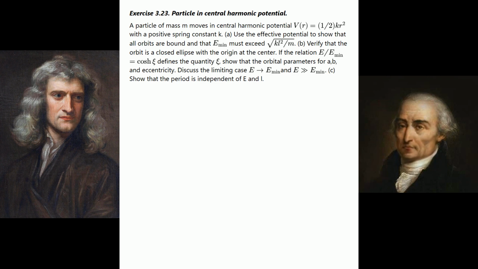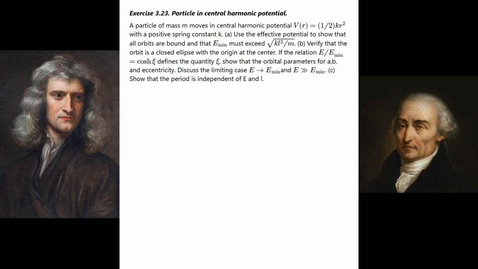Exercise 3.23. Particle in central harmonic potential. A particle of mass m moves in central harmonic potential V of r equals 1 divided by 2 k r squared with a positive spring constant k. A. Use the effective potential to show that all orbits are bound and that E min must exceed the square root of k L squared divided by m.